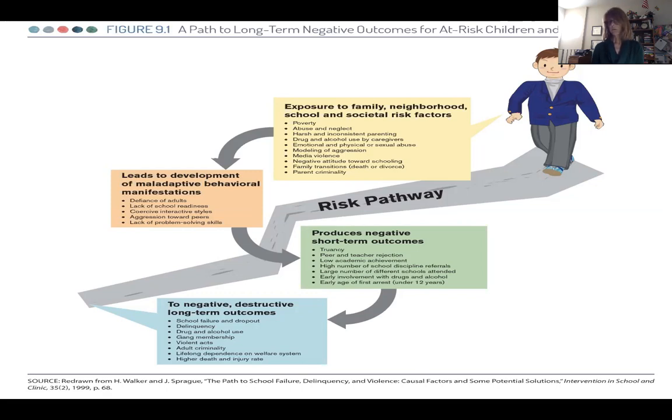They don't go to school, truancy. They have low academic achievement. They are exposed at an early age to possibly drugs and alcohol. And they may or may not get arrested as a result of that. And then that leads into long-term negative outcomes. And again, they have the higher death and injury rate.